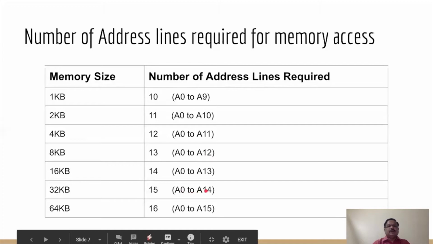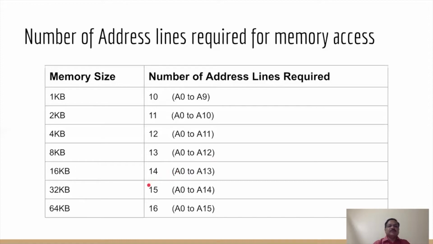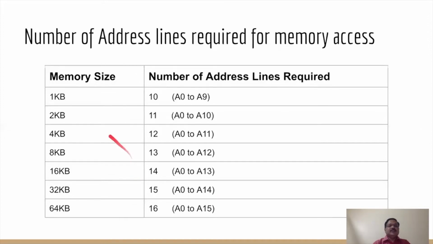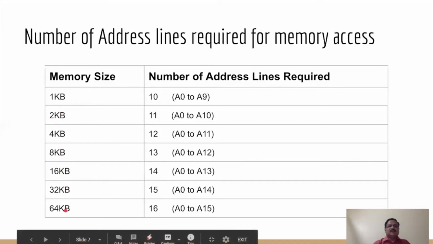So, depending on the size of the memory chip, you need to select how many address lines are to be used for accessing that memory chip. Remember, the remaining higher order address lines are used for chip select logic. From this table, you can easily remember. You can see here, it is doubling: 1K, 2K, 4K, 8K, 16K, 32K, and 64K.